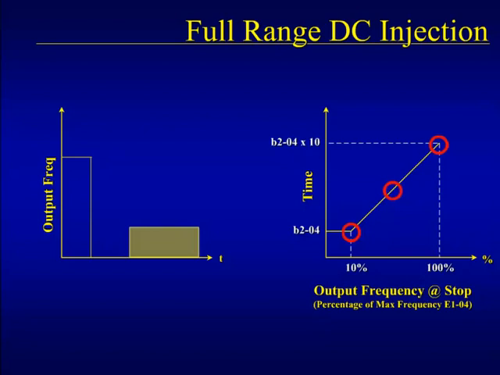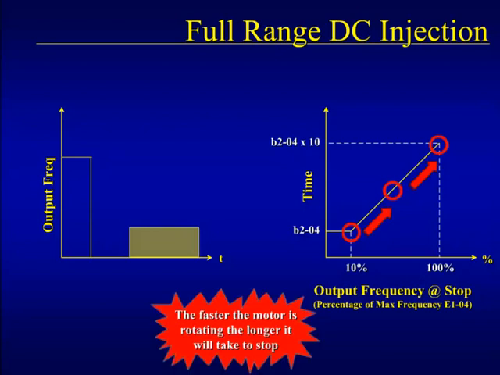The reason for scaling the length of time DC injection occurs is because the faster the motor is rotating, the longer it will take to stop. A motor running at full speed will need the maximum length of time to stop, whereas a motor running at only 10% speed will require a shorter time to stop.